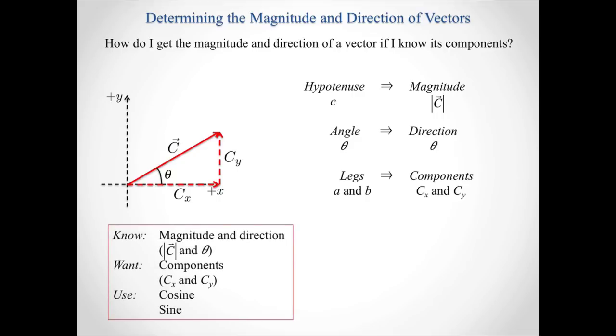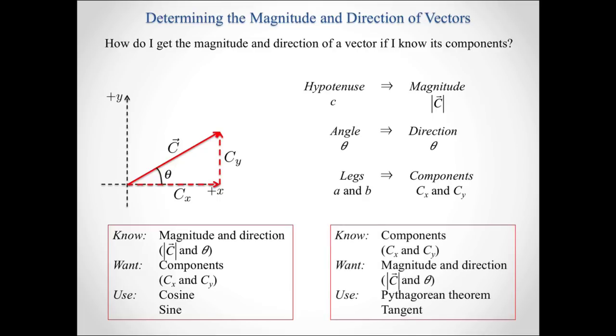And so previously what we've done is said, if you know the magnitude and direction and you want to get the components, we're going to use cosine and sine depending on where that angle theta is defined. If your angle theta is defined relative to the x-axis, then you use cosine theta to get the x component and sine theta to get the y component. If you define theta relative to the y-axis, those two trig functions flip in terms of which one you use for the x or y component.